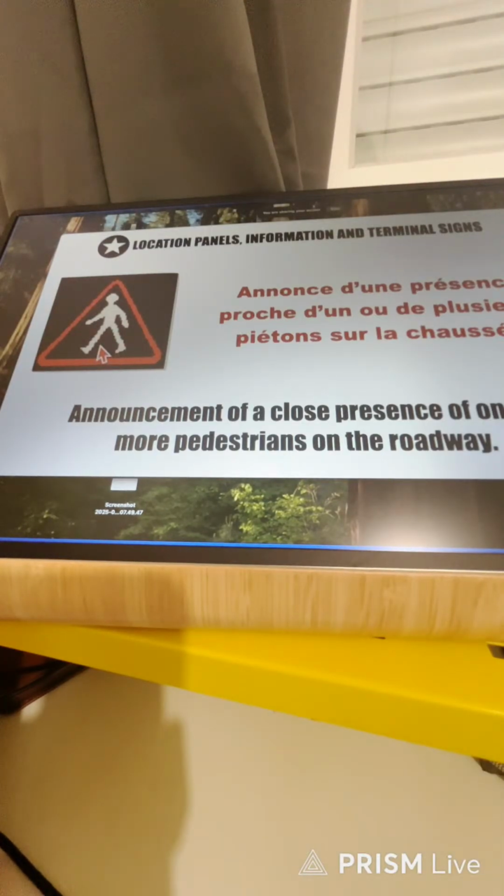Okay. Is it on the traffic lights? No, it's also close. It's where there is a passage for pedestrians also. Okay.